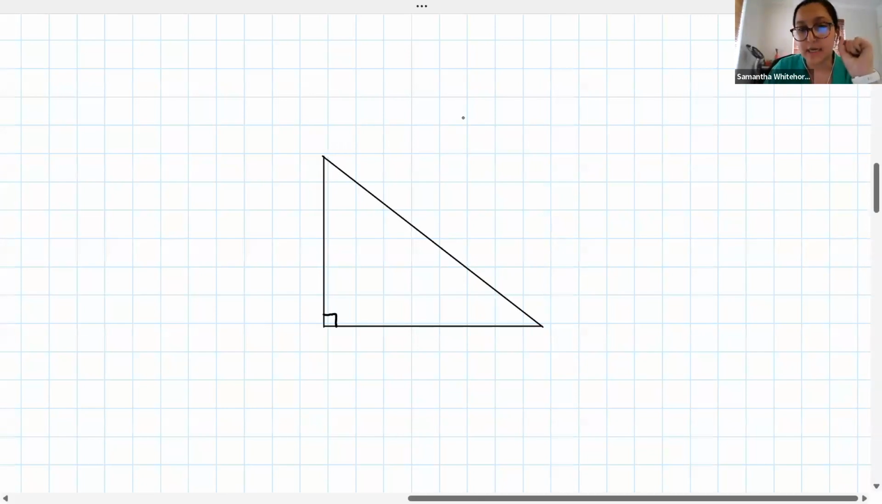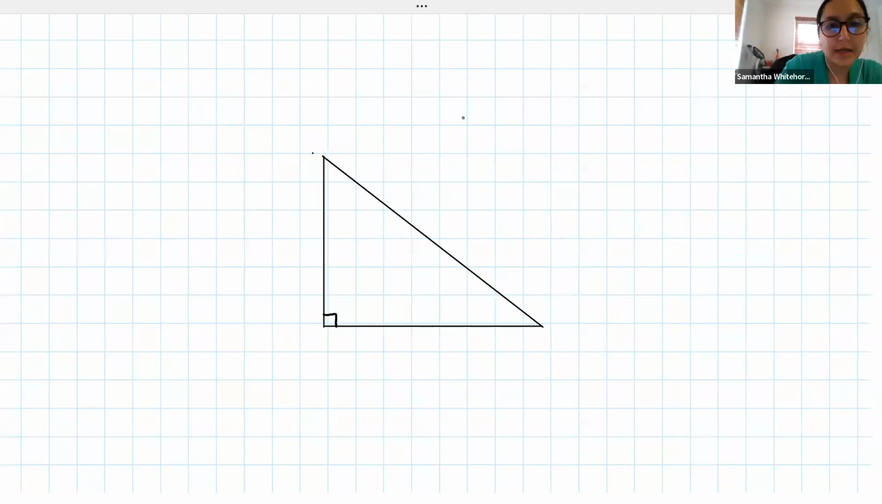Here's my right angled triangle. Okay, I'm going to label this triangle A, B, C. I don't know what the labels are, but we've got our right angled triangle. So importantly, the side opposite the right angle is called my hypotenuse.